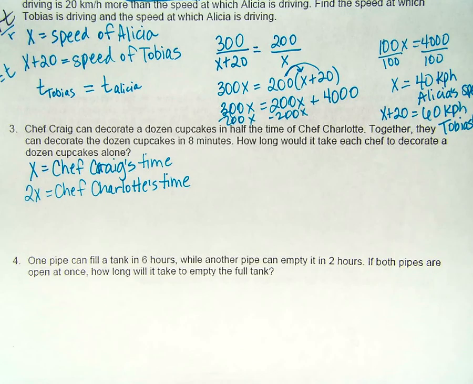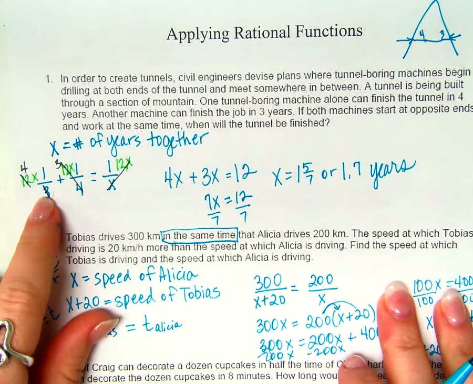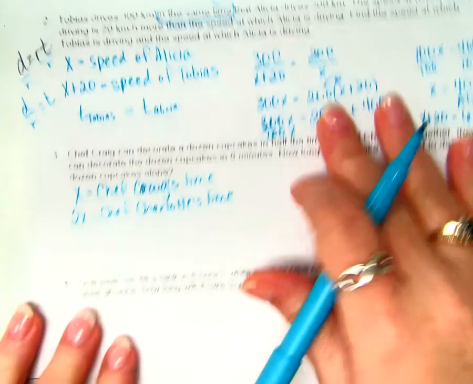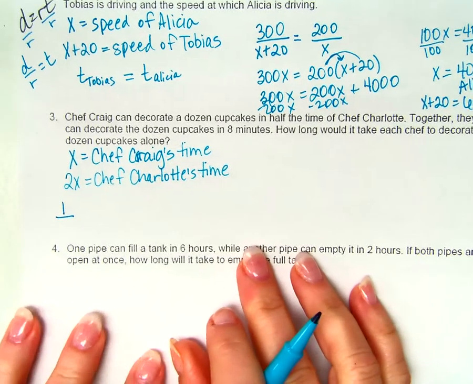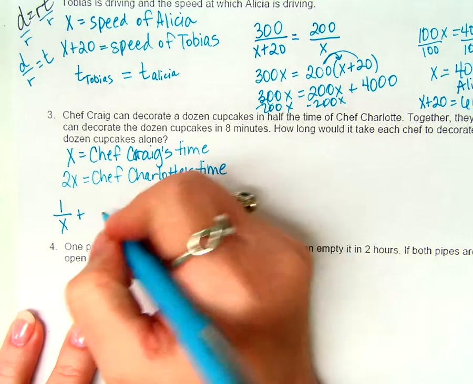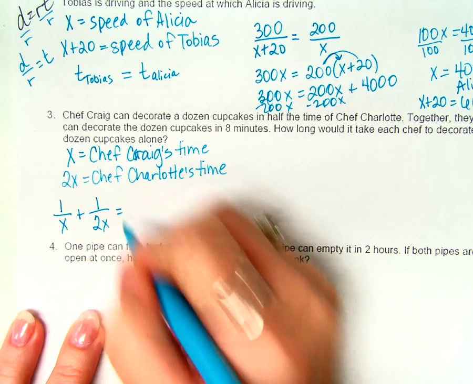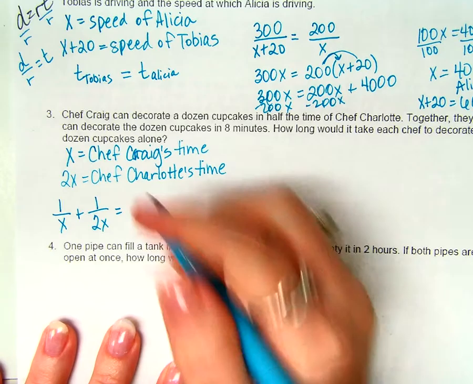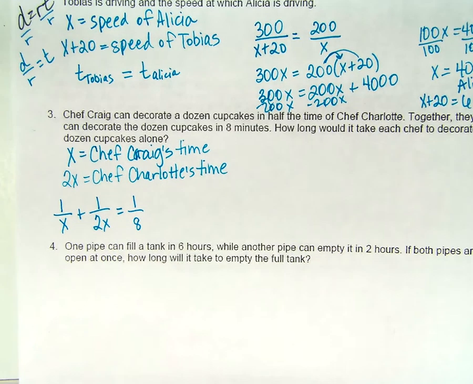So now we need to set up our equation. What do you think our equation is going to look like? So we've got parts and then the whole, right? So like up here we had the parts separately and then we had the whole together. So one job takes Chef Craig how long? X. And Chef Charlotte how long? So 1 over 2X. But how long together? One job, 8 minutes. So how do you think we're going to do this?